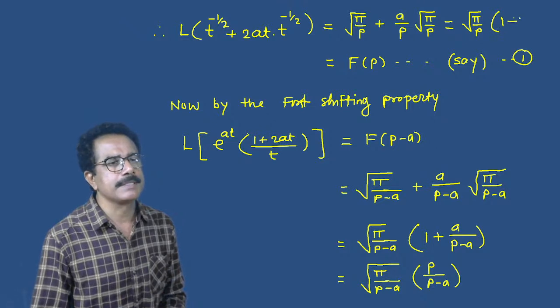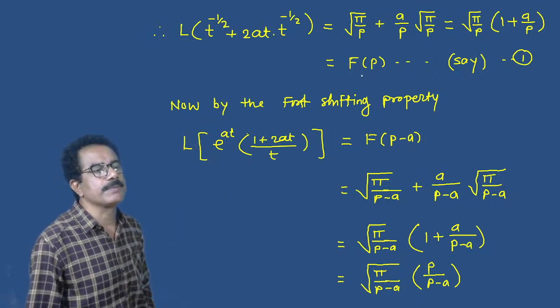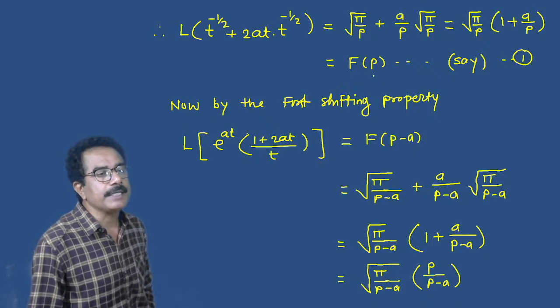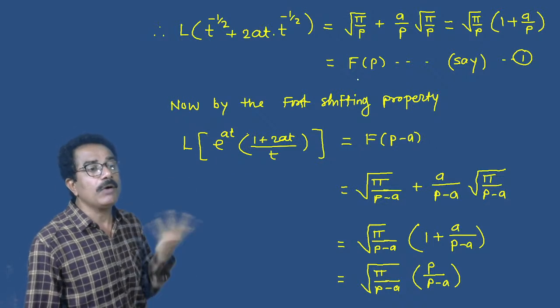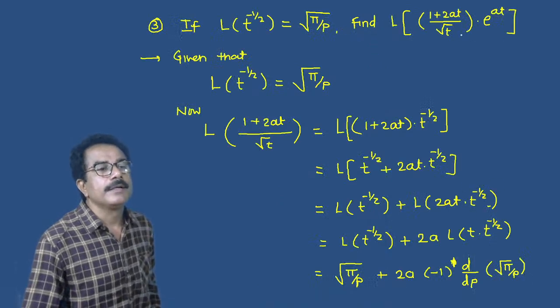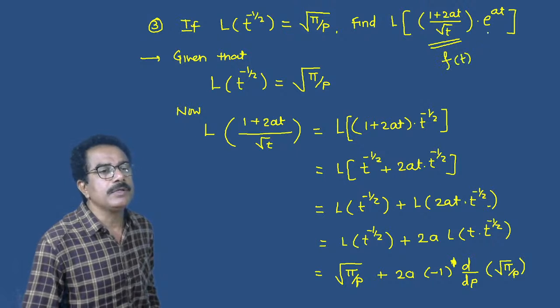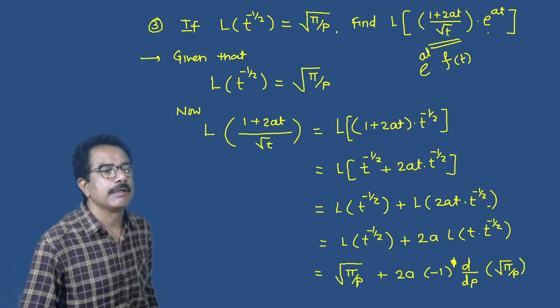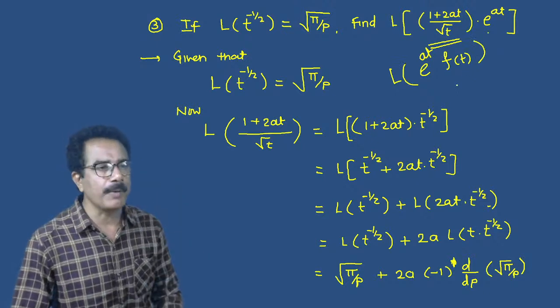So 1 plus a upon p. You can consider this function as the Laplace transformation of this function, a capital F of p. Now we have to take the Laplace transform of this function into e raised to at. That means we have to use the first shifting property here.